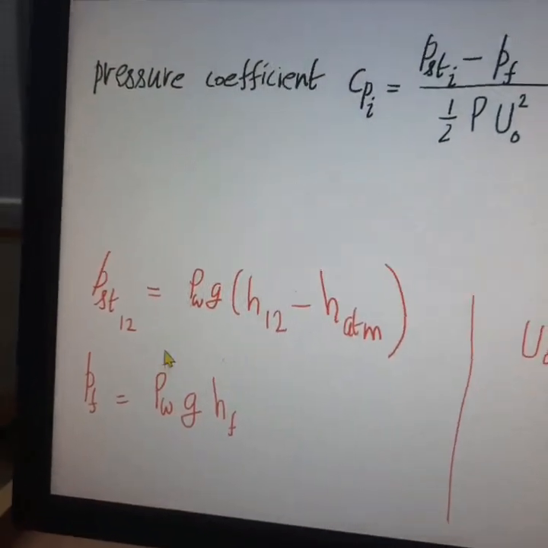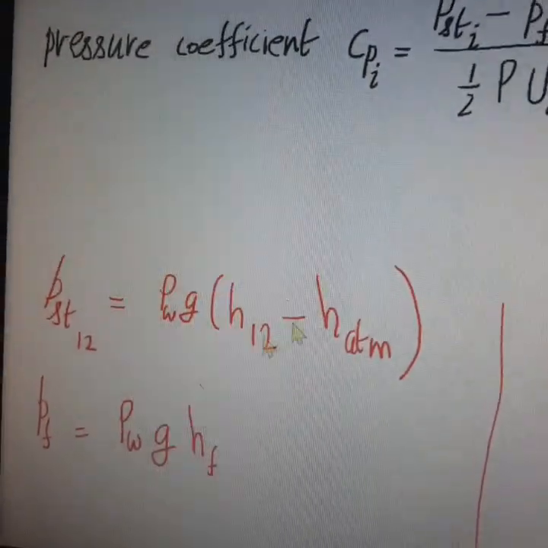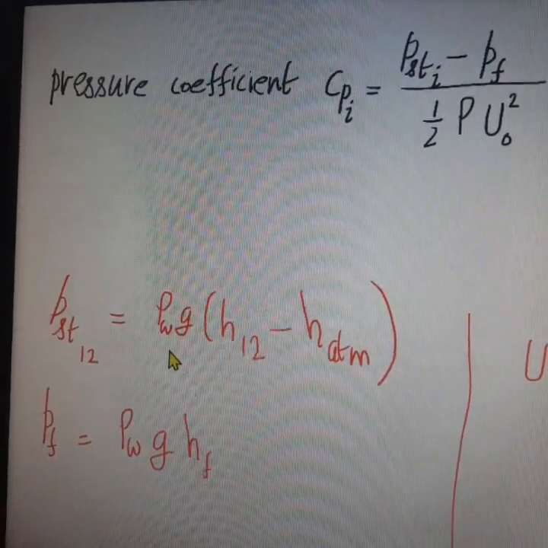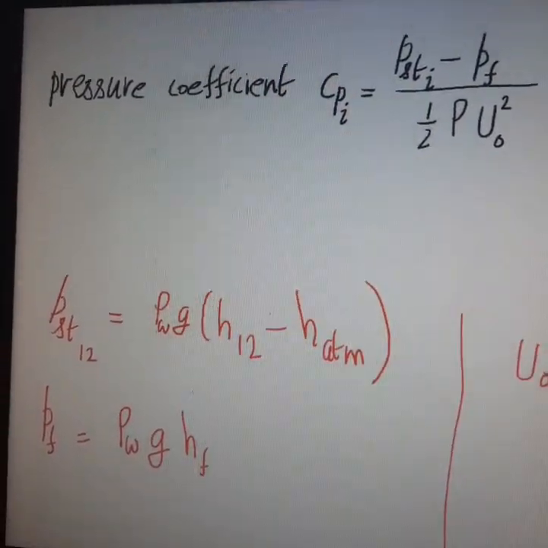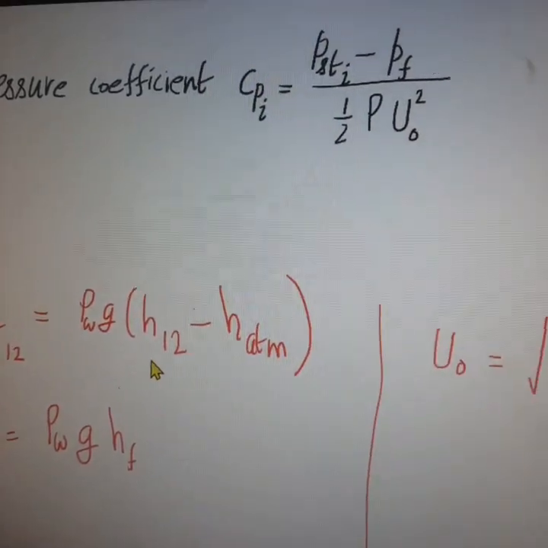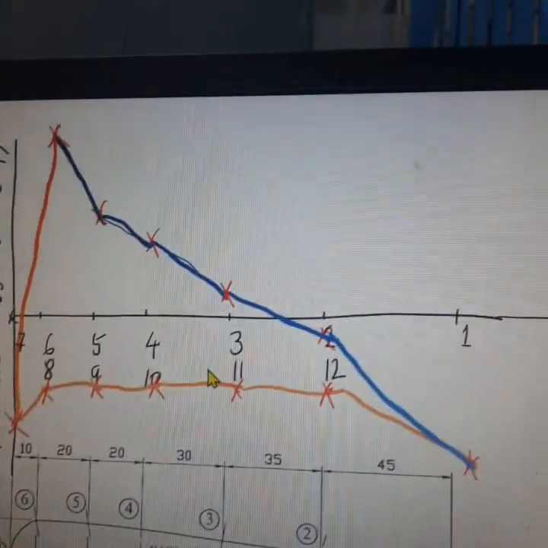To find the static pressure at each and every point over the aerofoil, we are using this formula, rho g h. Since the manometer used to determine the static pressure is filled with water, it is rho of water into g into the height difference. Let me show it.